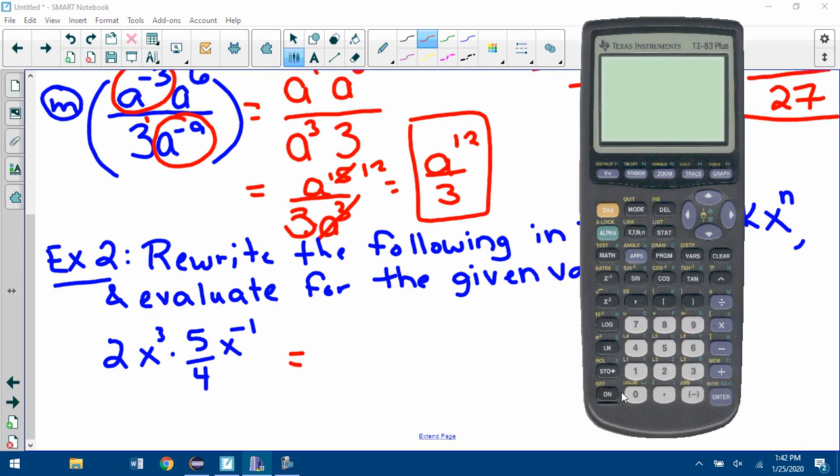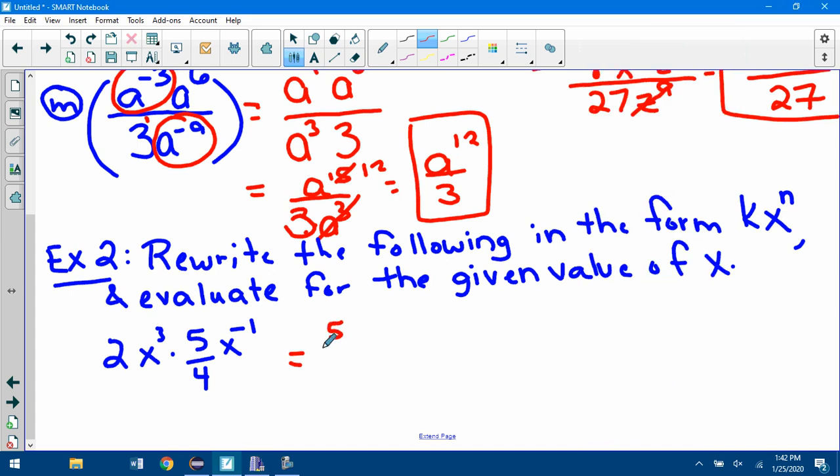2 times, I say 4/5, 5/4 is what it really is. And it's 2.5, but let's keep it a fraction. 5/2. So 5/2. And if I just add these exponents, because we're multiplying x's and they have the same base, so if I add the exponents, this is going to be x to the second. So I've already done the first part. Write the following in the form kx to the n. 5/2 is k, n is 2, 5/2 x squared.